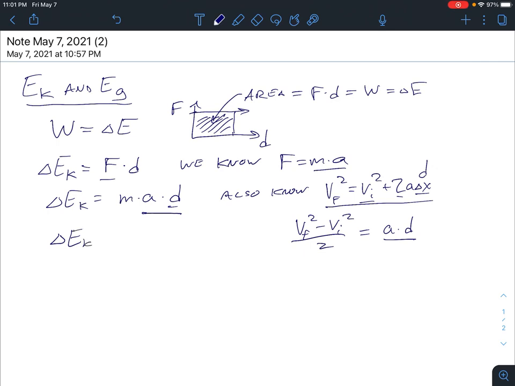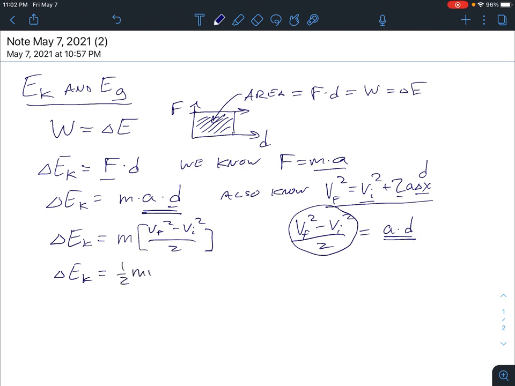So change in EK is equal to mass times, and then in place of ad, I'm going to put this expression here: vf squared minus vi squared over 2. And then I'm going to do a little algebra to that and write it. So the 2, I'm going to make that a 1/2. And then I'm going to distribute the m, so it will look like this. You can stare at that for a second. Just convince yourself that that algebra is legit.